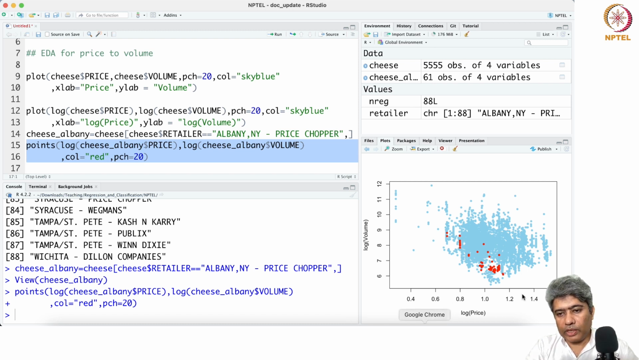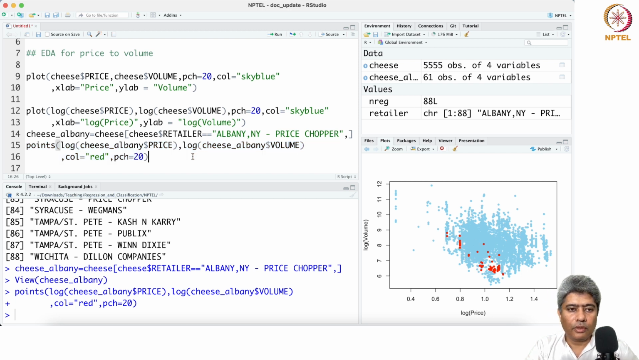So you can see these are the points which all belong to Price Chopper, Albany Price Chopper, in this range. So for different price levels, the number of sales behaves like this. Okay.